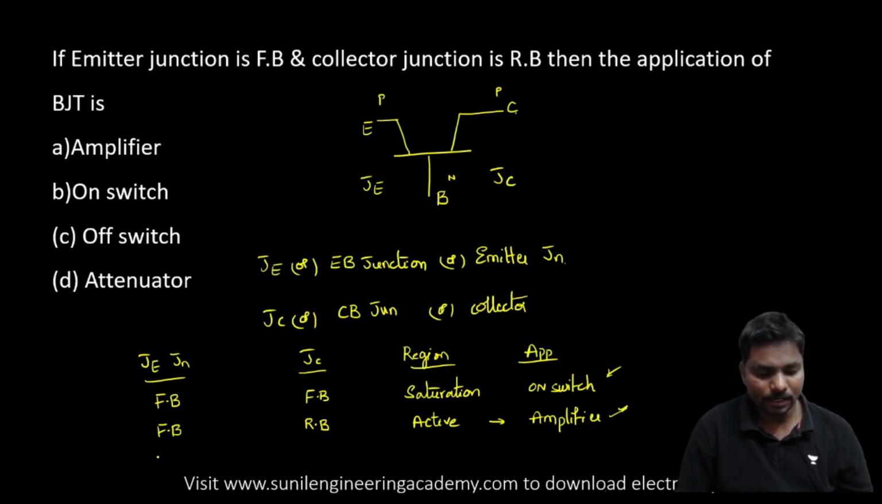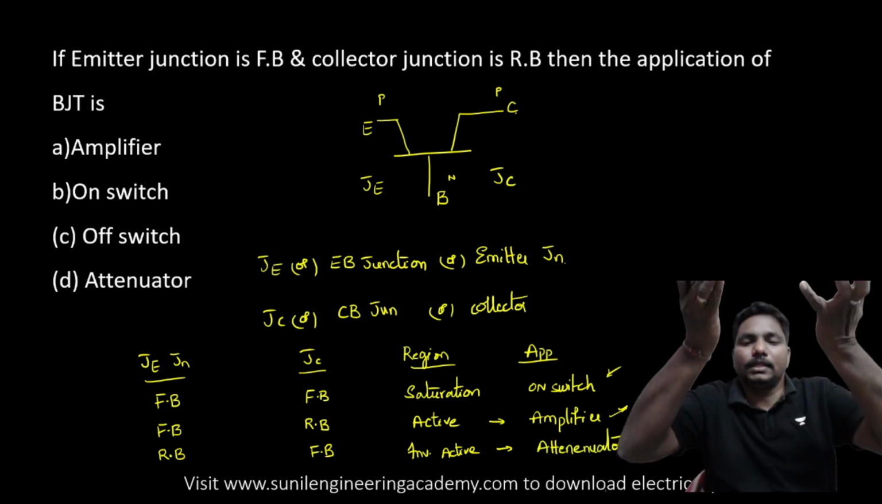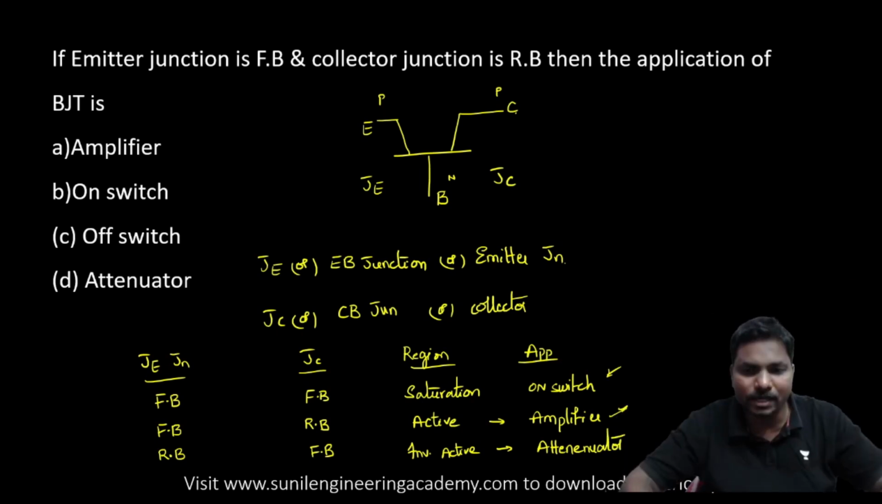Okay, and the next one, if you consider the first one is reverse bias and the second one is forward bias, it is inverse active. Inverse active in the sense opposite of amplifier. What is the opposite of amplifier? Attenuator, which weakens the signal. Amplifier strengthens the signal. Attenuator weakens the signal.